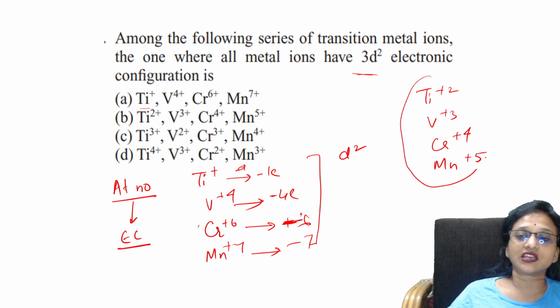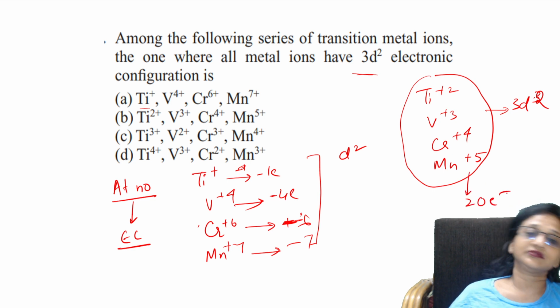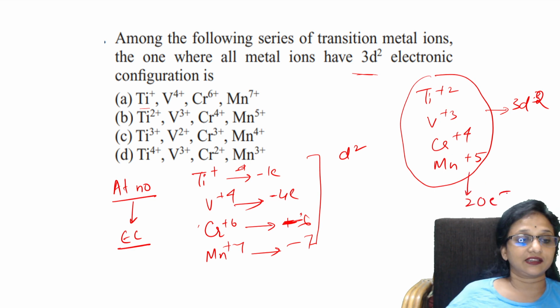These ions have d2 configuration. You only check, students, these cations have 3d2 configuration. They have a total of 20 electrons. You only check. So you have to check like that.